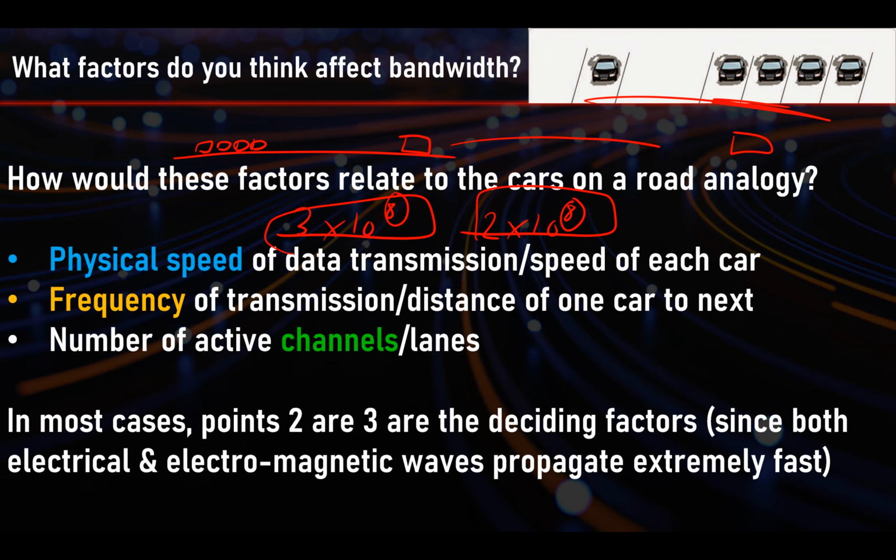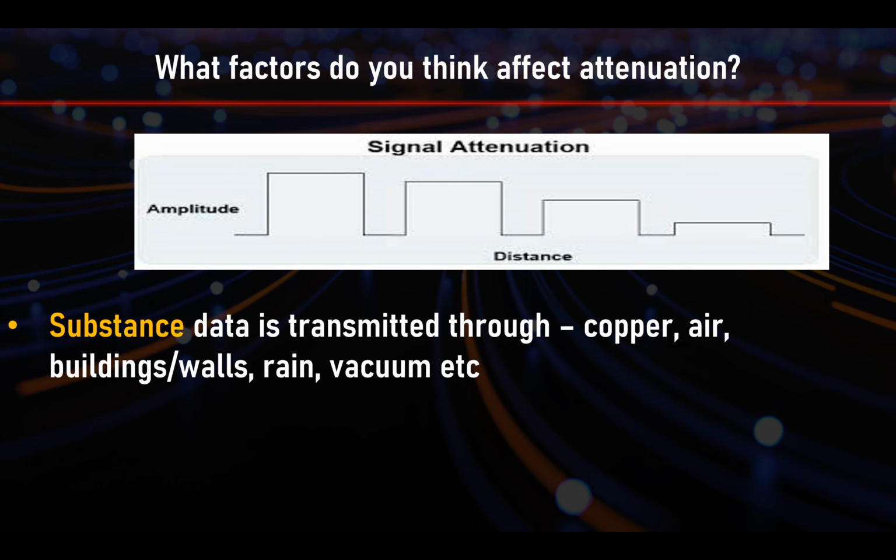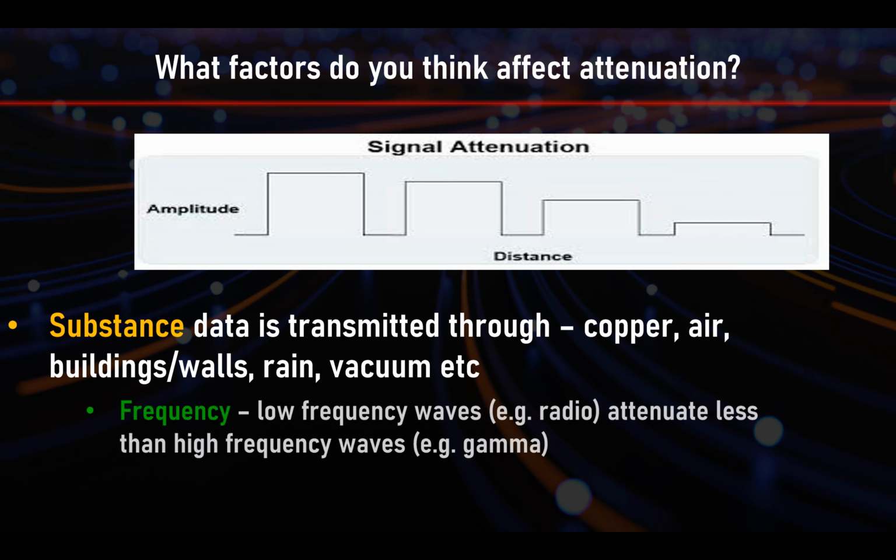I think we sort of mentioned that already. If we think, what factors affect attenuation? One, the substance the data is transmitted through. So copper, air. Obviously buildings and walls are not going to be very efficient to go through. Rain, vacuum. If we're talking about electromagnetic signals, a vacuum is going to be good, because there are basically no particles for them to collide with, nothing to reduce the intensity.